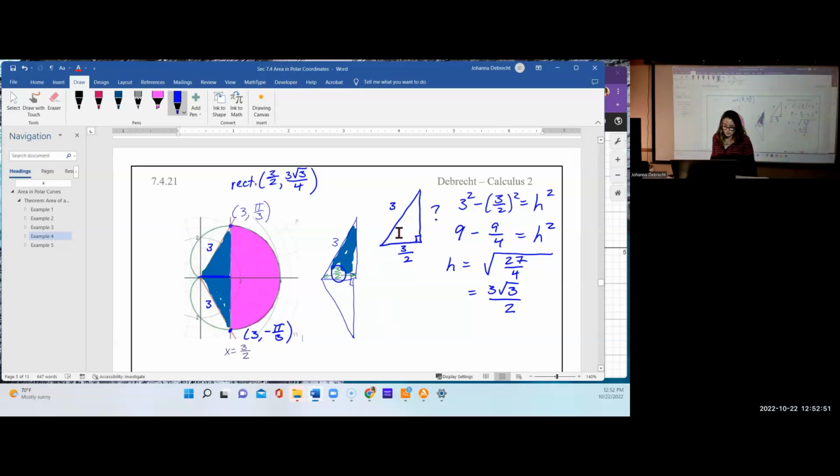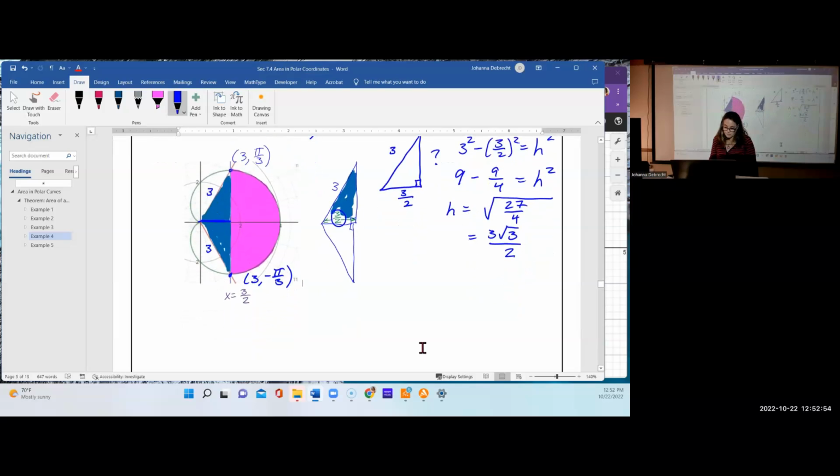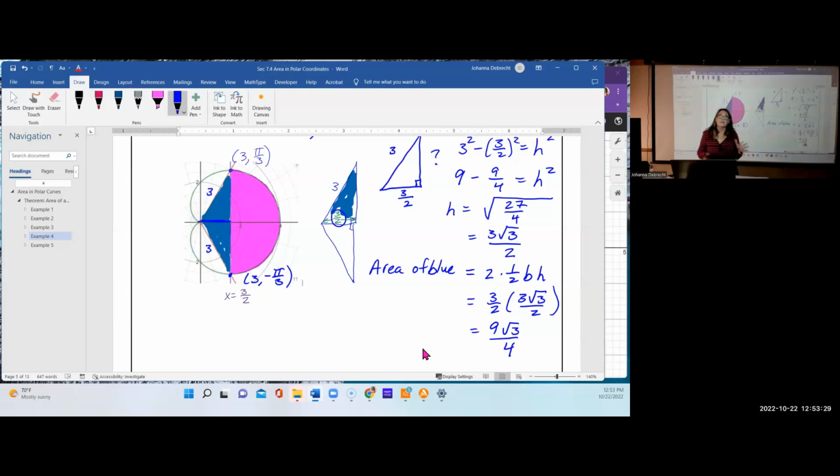Now, the area of the blue can be computed using the formula for the area of a triangle. So the area of the blue is going to be twice the area of one triangle because I've got 2, the upper and the lower. So 2 times 1/2 base times height. And the base is, so this is going to be 1. The base is going to be 3/2. And the height is 3 square roots of 3 over 2, which gives me 9 square roots of 3 over 4. So that's the area of the blue that I'll need to subtract off after I do the area using polar coordinates.